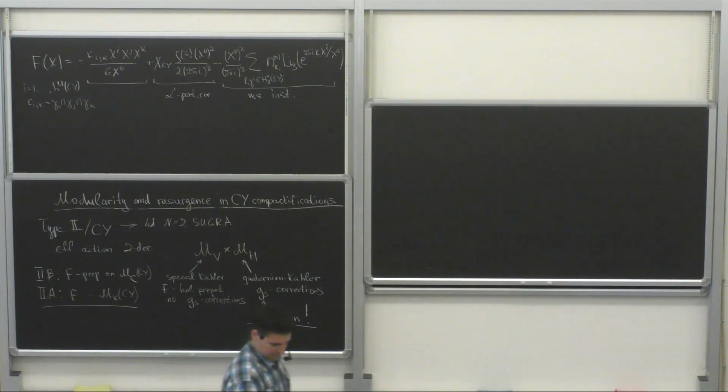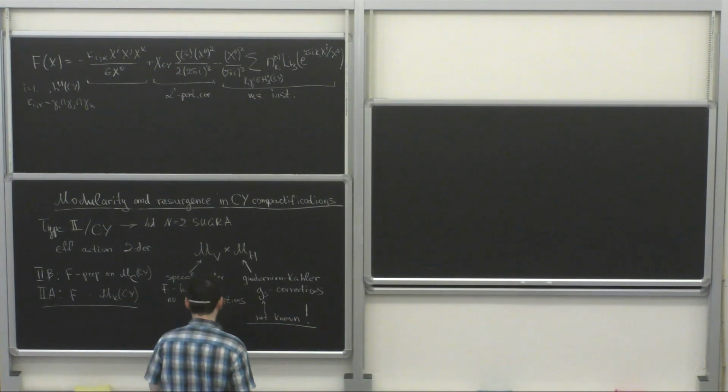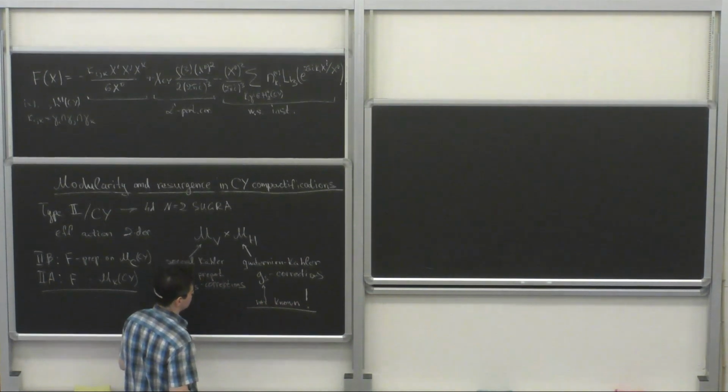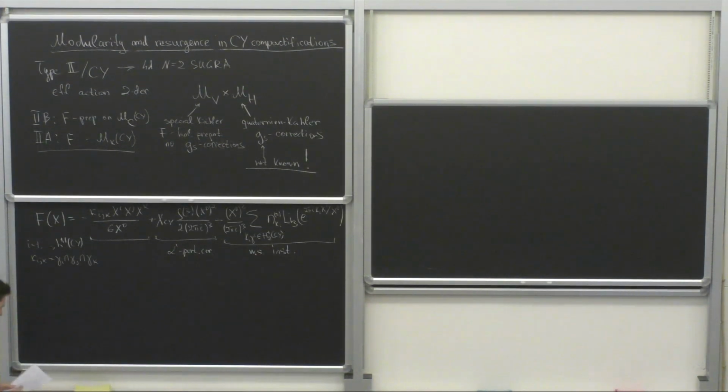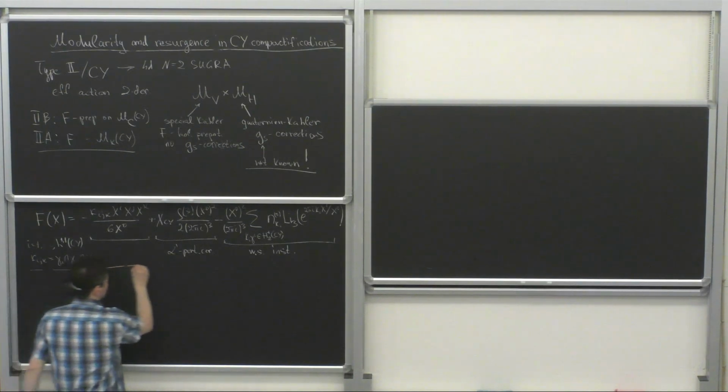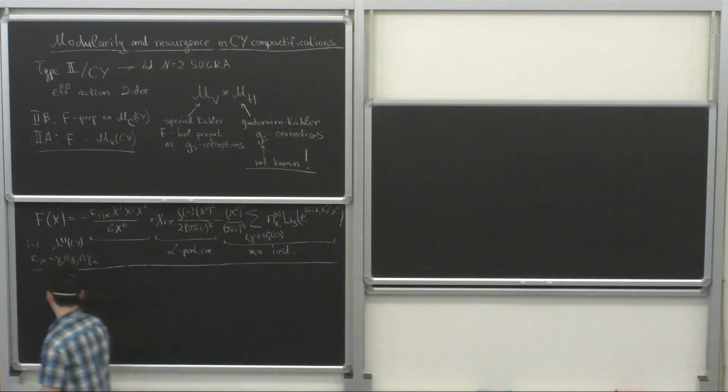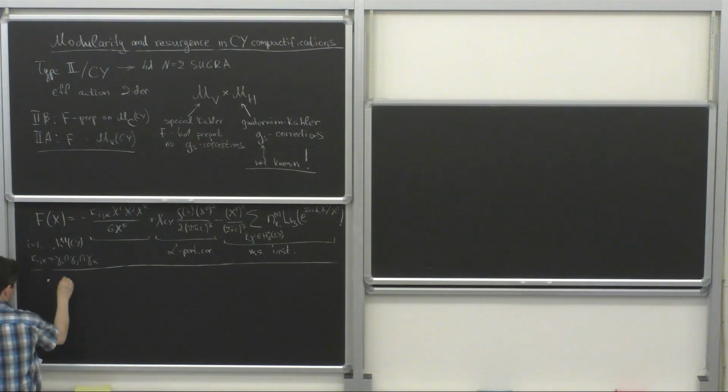But let's now be more specific about what we know and what we don't know about it. So let's go step by step. First, the classical metric.